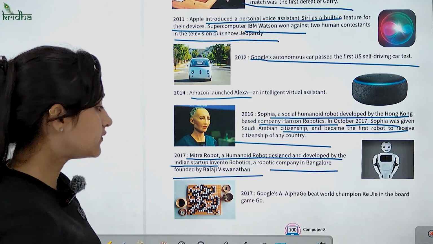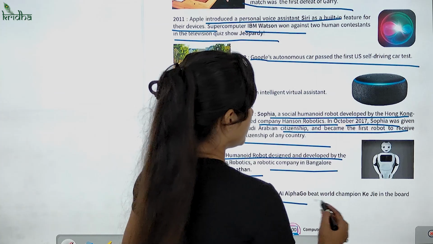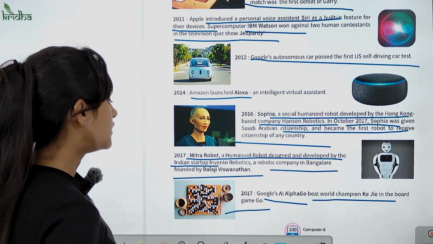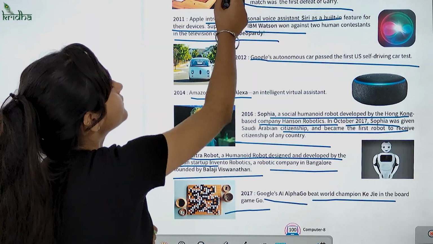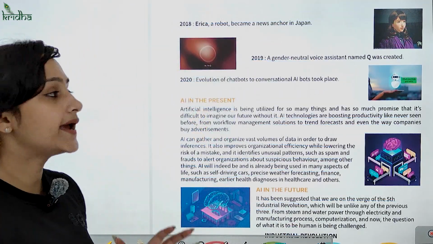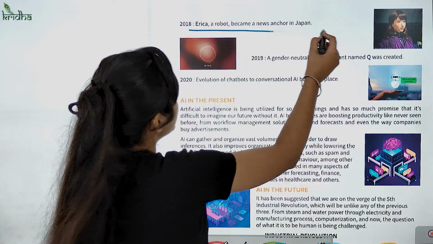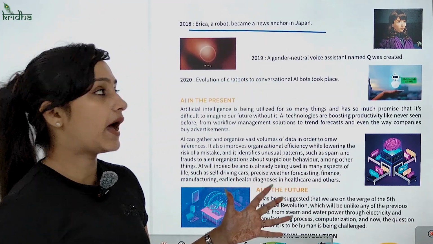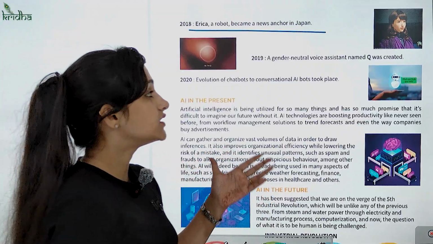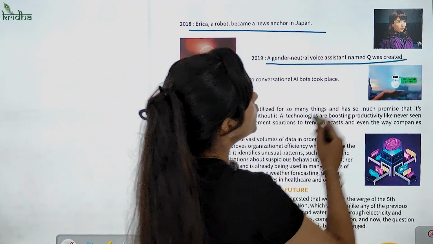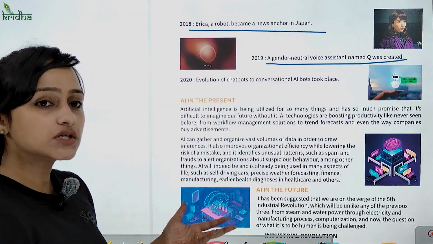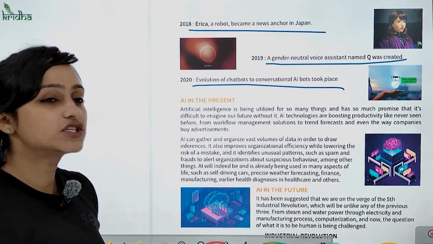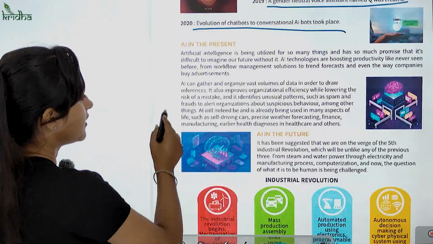In 2017, Google's AlphaGo beat world champion Ke Jie in the board game Go. In 2018, Erica, a robot, became a news anchor in Japan. In 2019, a gender neutral voice assistant named Q was created. In 2020, the evolution of chatbots to conversational AI bots took place. Now, AI in the present.